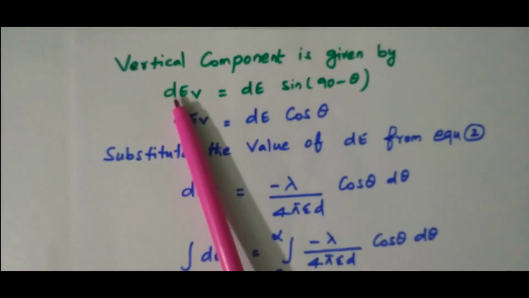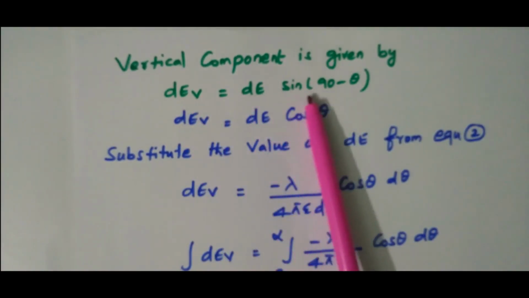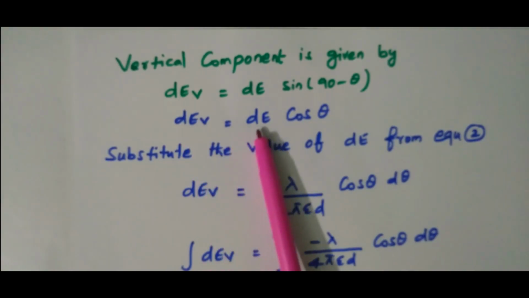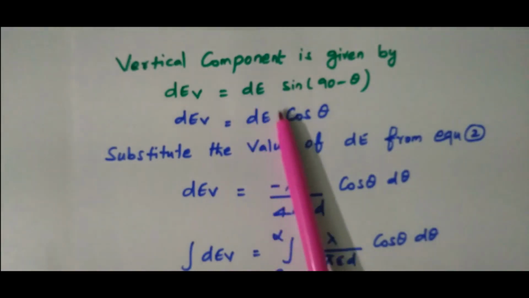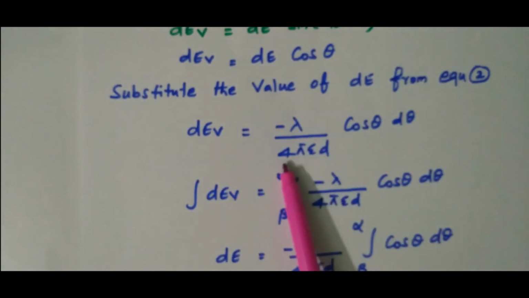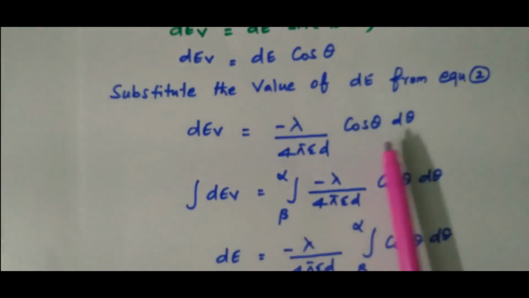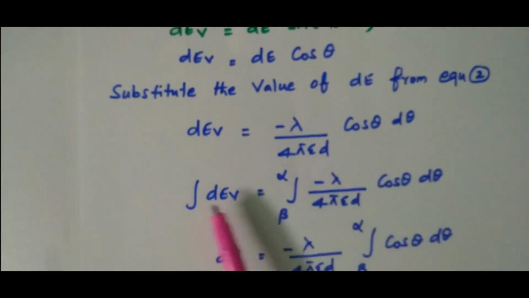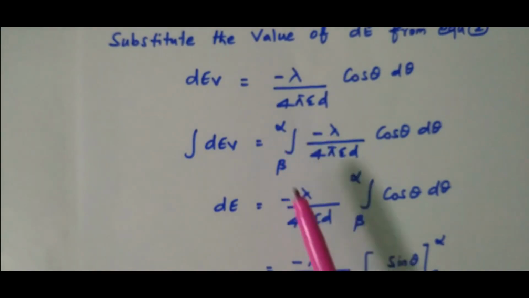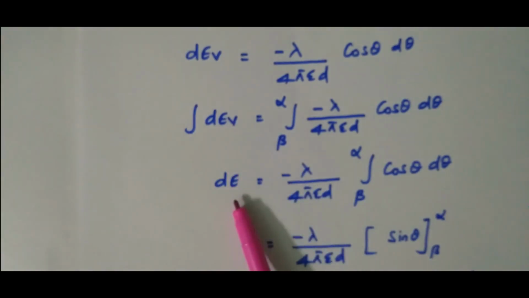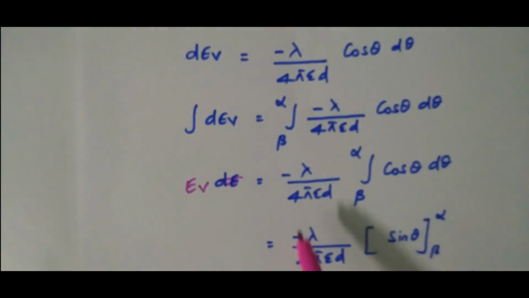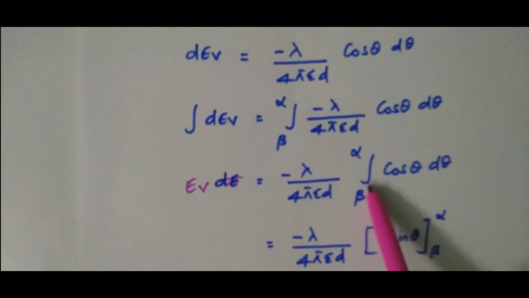Now we'll see the vertical component. The vertical component is given by dEV equals dE sin of 90 minus theta. Sin 90 minus theta can be written as cos theta, so dEV equals dE cos theta. Now we can substitute the dE value from equation number 2, so dEV equals minus lambda divided by 4 pi epsilon d cos theta d theta. This is for the small value. By integrating on both sides, we will get the total vertical component. The limit is beta to alpha, as we already discussed. So the integral of dE is EV, the vertical component, equal to minus lambda divided by 4 pi epsilon d, integral from beta to alpha of cos theta d theta.